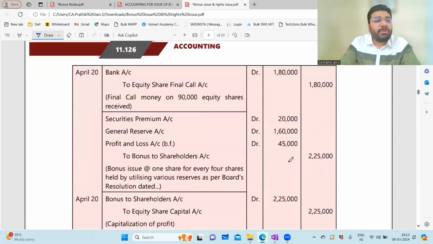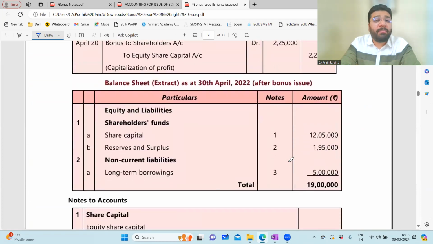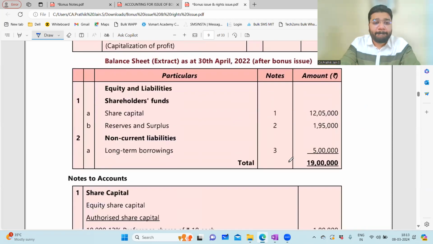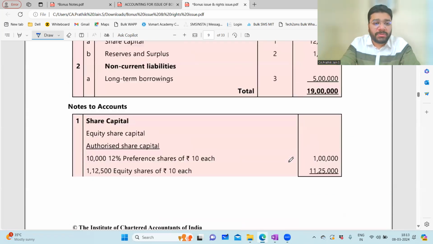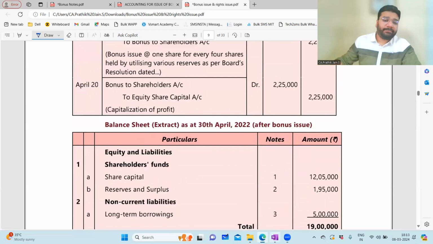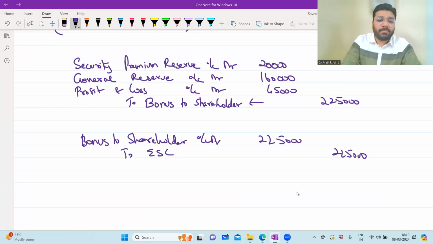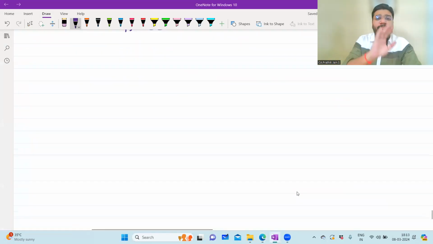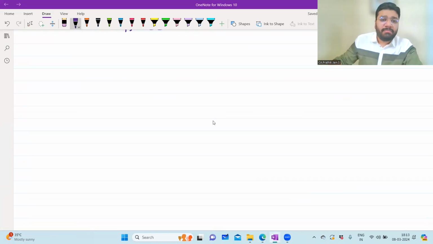Next is, you have to prepare the extract of the balance sheet. So the balance sheet format, all of you know, and the notes to accounts. So first, which will you prepare? First, notes to accounts. Yes, but for the balance sheet, you prepare the structure and keep it. When you complete the notes to accounts, then come and fill the balance sheet part.